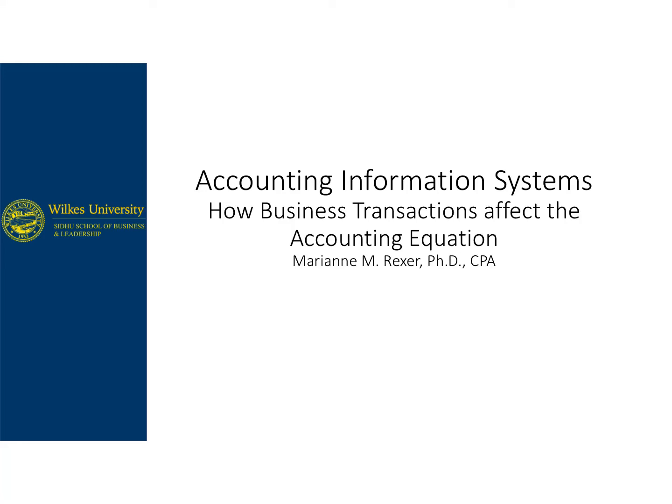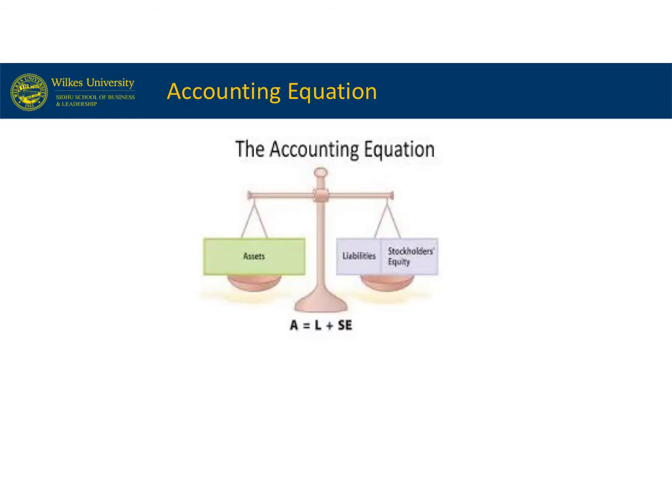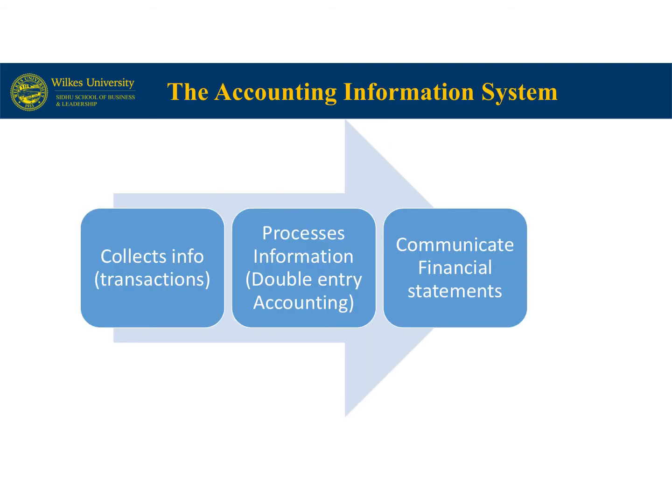This module discusses the accounting information system and, more specifically, how transactions affect the accounting equation and end up on the financial statements. The accounting equation is the backbone of accounting, and it is assets equals liabilities plus owner's equity. So, how does that fit within an accounting system?